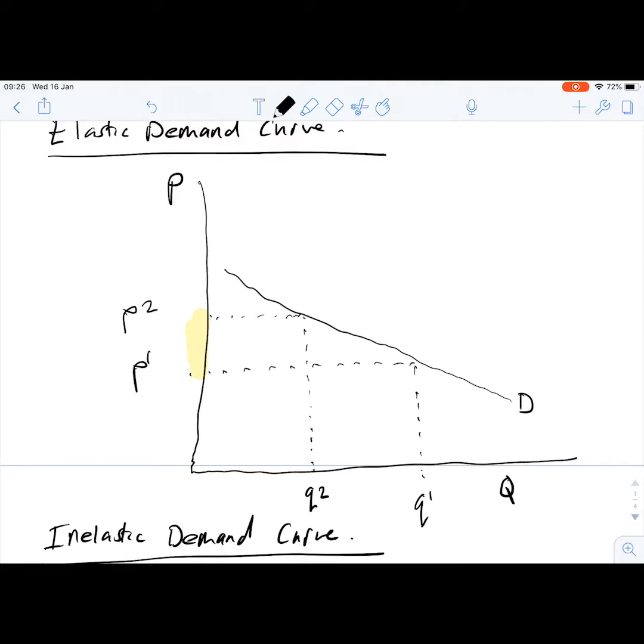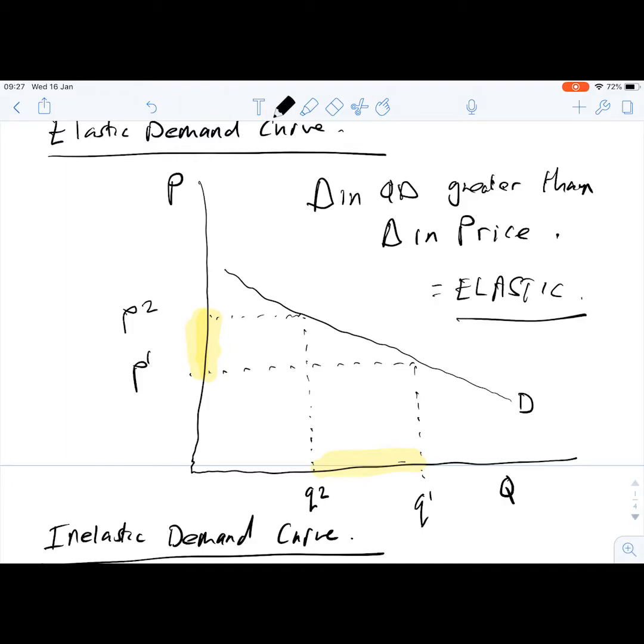Right, so let's have a look at the difference between the change in price here and the change in the quantity demanded. You can see here that the change in the quantity demanded is greater than the change in price. This means that the quantity demanded has been very responsive. Therefore, this is an elastic demand curve.